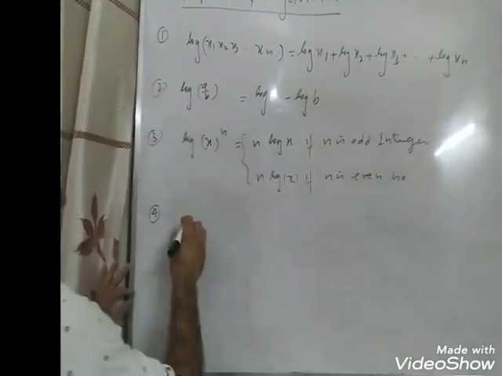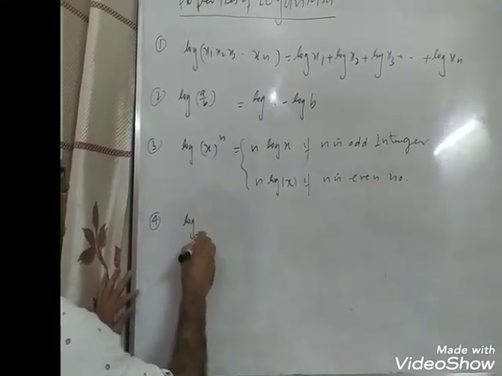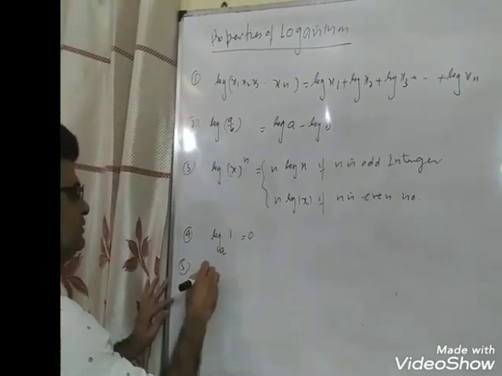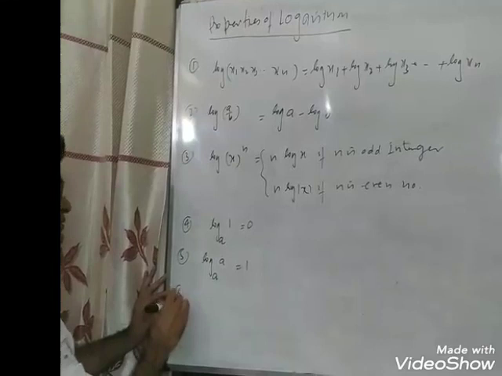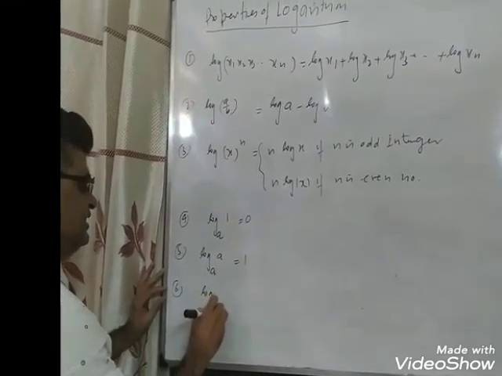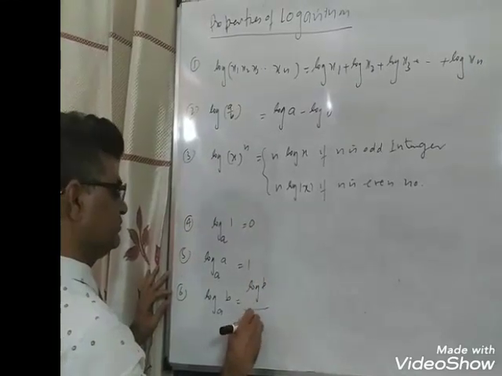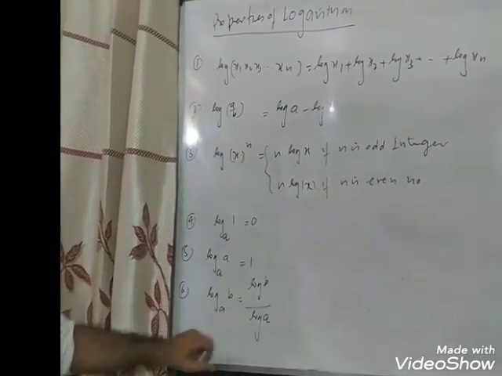Fourth case, log of 1 with any base is equal to 0. Log with base and index the same is equal to 1. We can change the base of the logarithm by using this. Log base a of b can be written as log b upon log a.